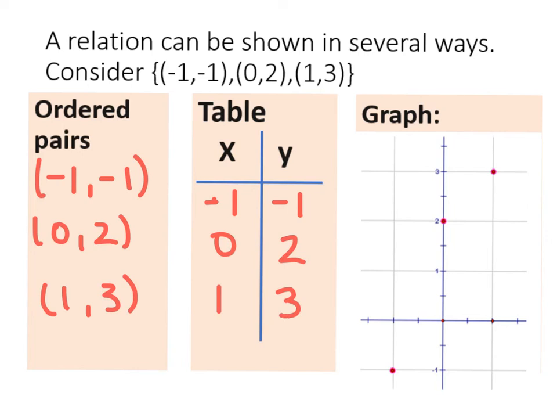The last way of representing it is by graphing. So for -1, -1, I would move back 1 on my x-axis and down 1 on the y-axis to find this point. For 0, 2, I have 0 units on the x-axis, I move up 2 on the y-axis. And our last one for 1, 3, I move over 1 on my x-axis and up 3 on the y-axis.